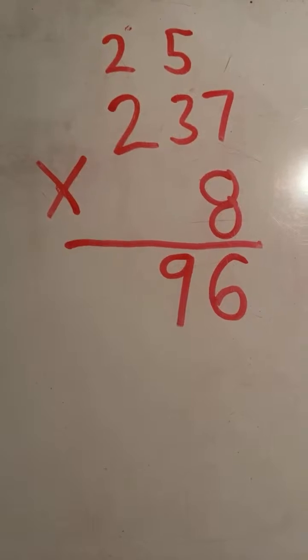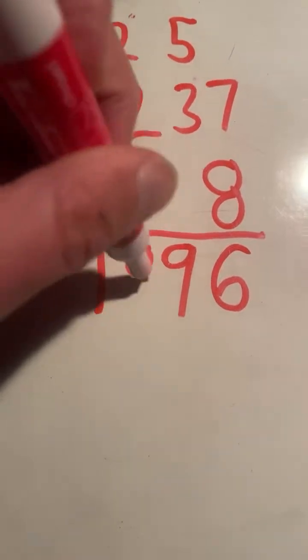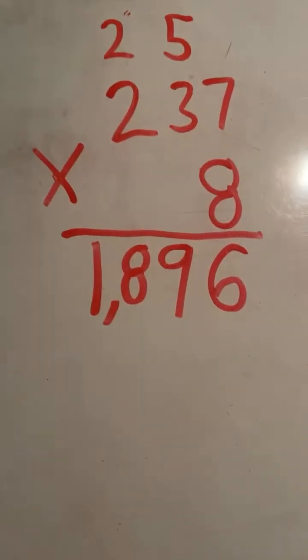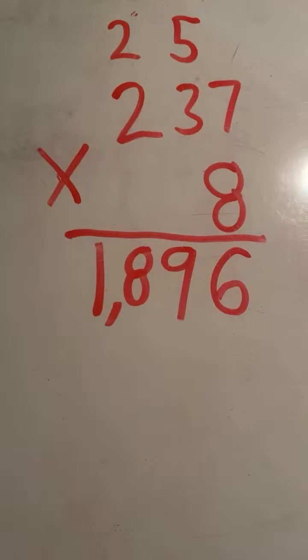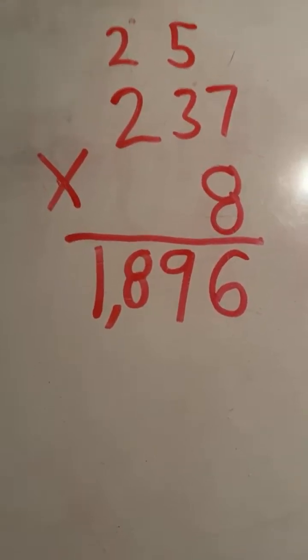2 times 8 equals 16. Plus 2 equals 18. And we have our final answer. 237 times 8 equals 1,896.